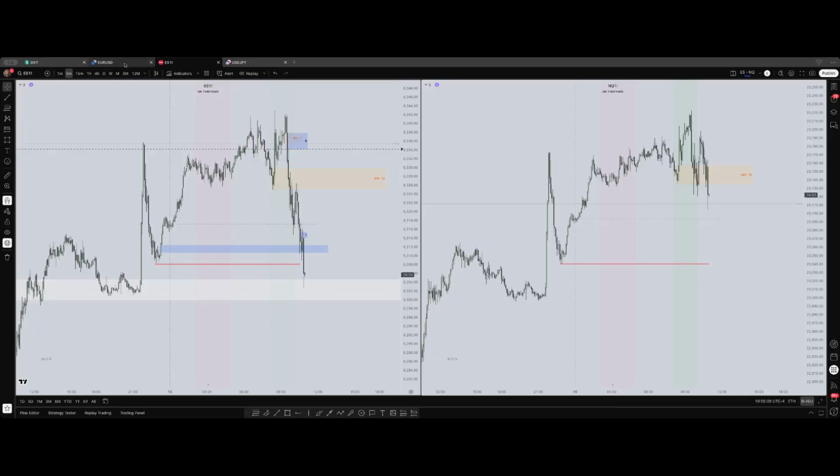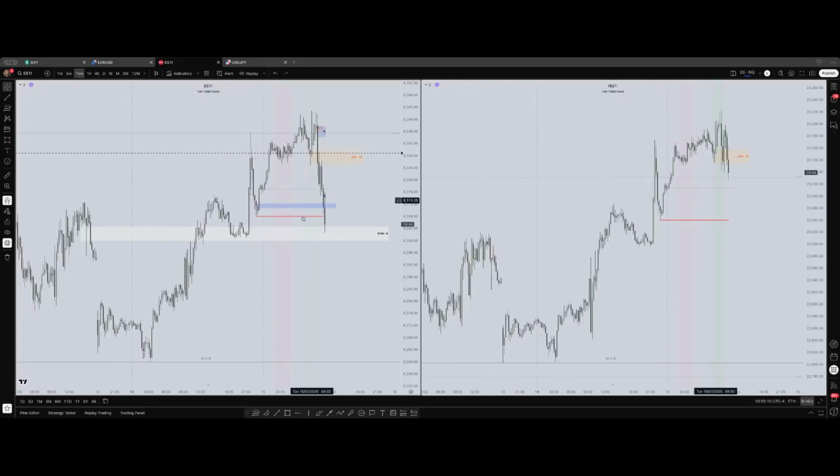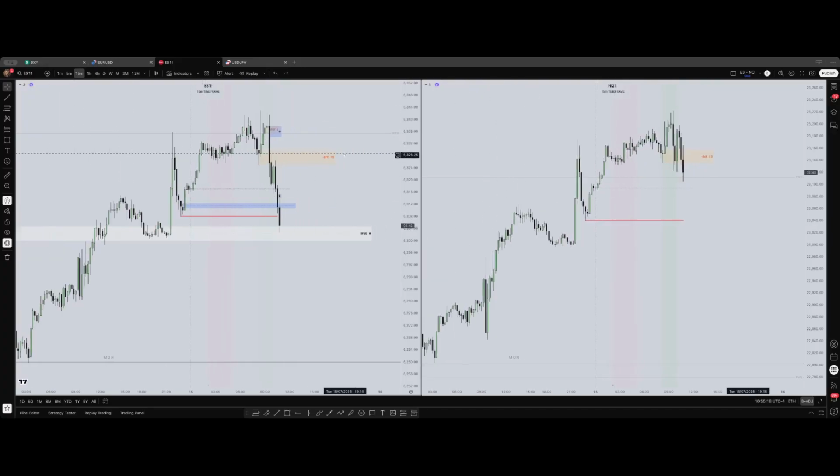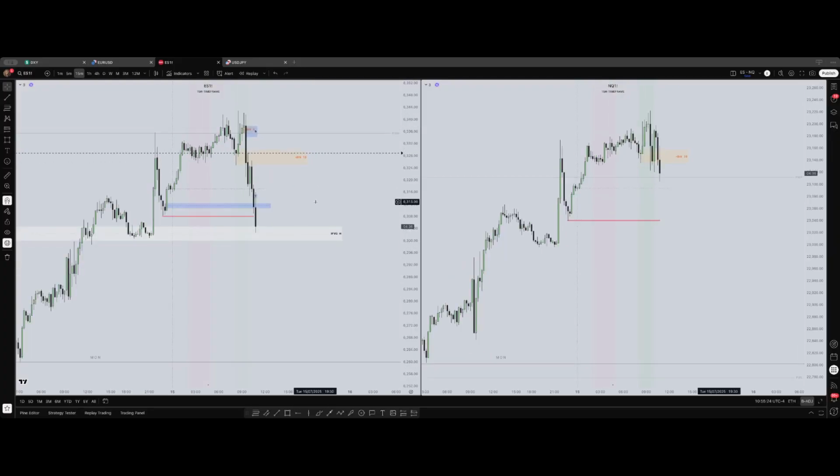So yeah, I will put my alarm here, just in case price reaches this level. I will check the charts again and take a short from here. So far, yeah, we have a divergence right now. Low, lower, high. It can change, but so far that's a divergence.